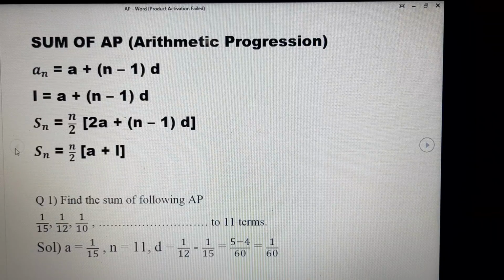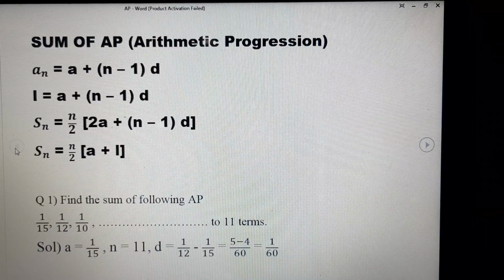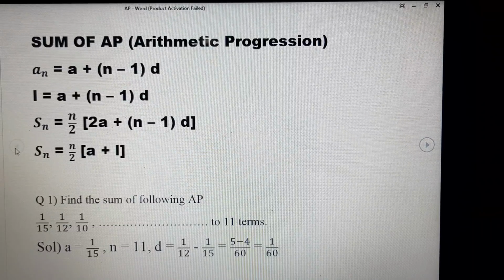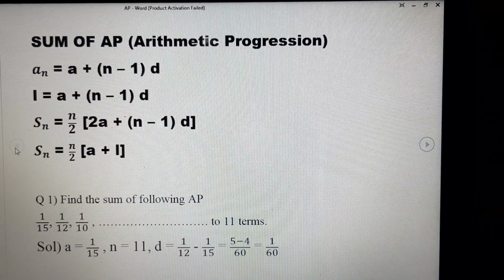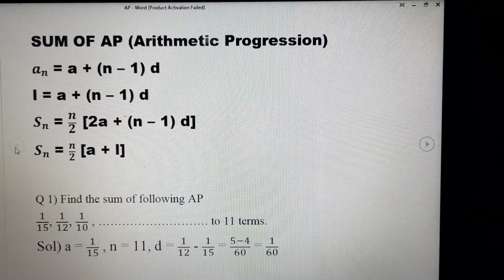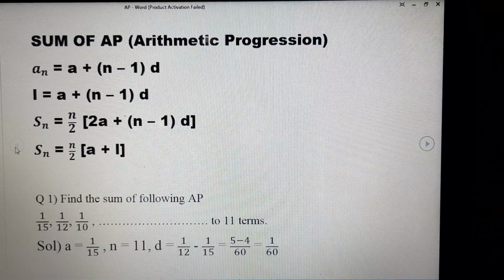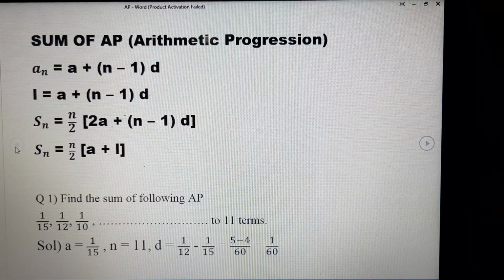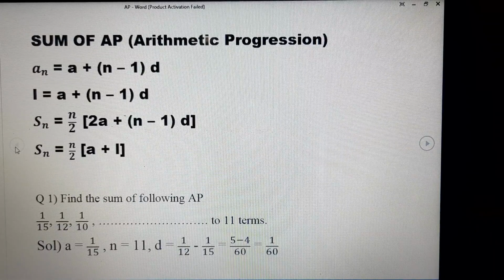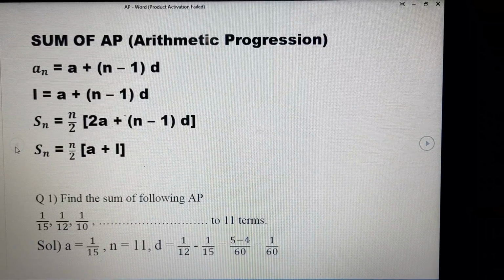Suppose you have been given a very big series, 10, 20, 30 and so on, and they are asking till 1 lakh or 1 crore. The last term is 1 crore or 1 lakh, and you have to find out the sum of all the numbers of this series. Then how will you do it? You cannot keep adding them and you cannot calculate this way. So we need a proper formula to calculate it. So we are going to discuss what is the formula for calculating the sum of AP, arithmetic progression.